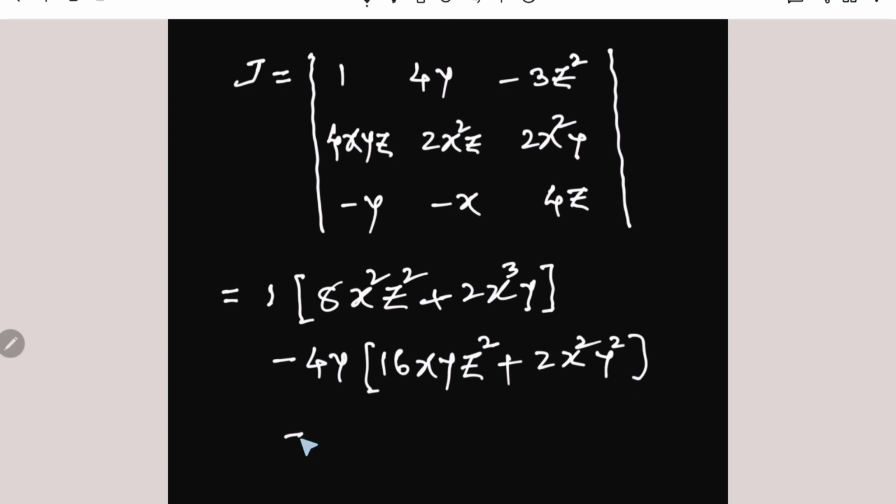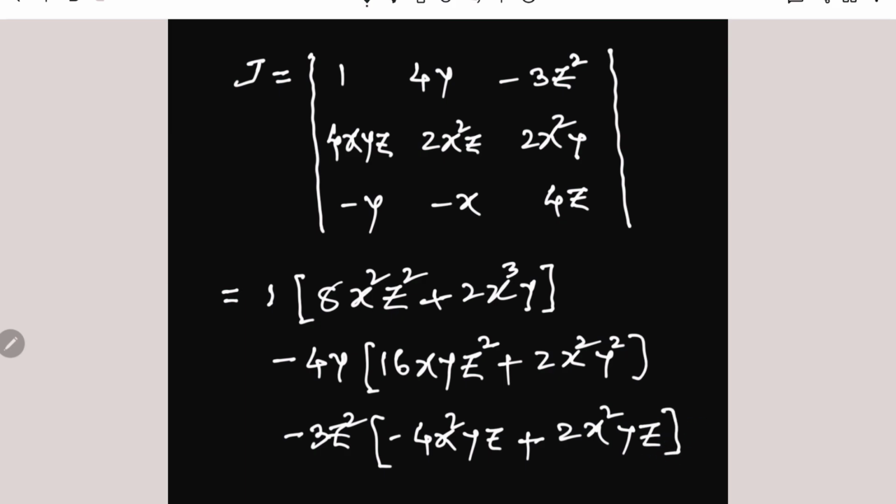And then the third term is with plus sign, minus 3z square. This time we neglect the first row and third column, the determinant of these 4 elements. Therefore, product of these two, it is minus 4x square yz, and minus, and this minus becomes plus 2x square yz. Therefore, this is the value of that determinant.